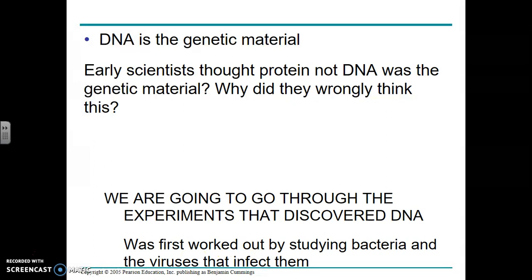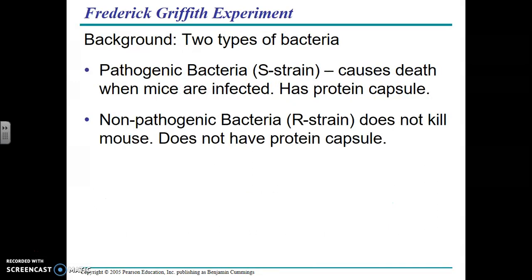So the first experiment we're going to look at is called the Griffith Experiment, done by Frederick Griffith. He did an experiment with 2 different types of bacteria. One strain of bacteria, which was called the S strain, was pathogenic, meaning that when it infected mice, it caused death. In terms of what the bacteria looked like, it had a protein capsule surrounding it. A protein capsule is almost like a cell wall to some extent. The protein capsule allowed it to be pathogenic.